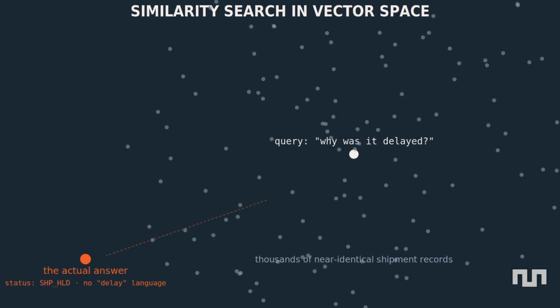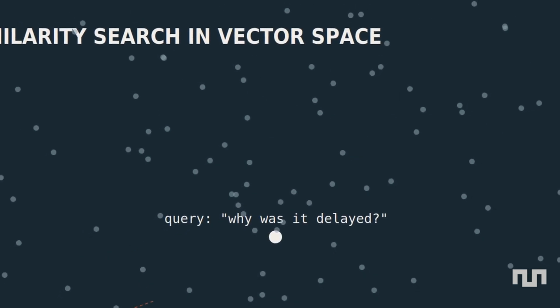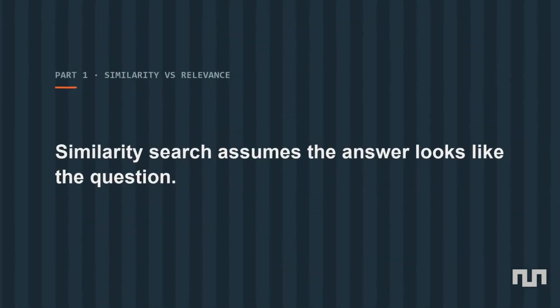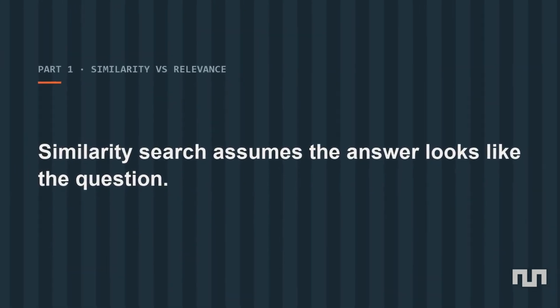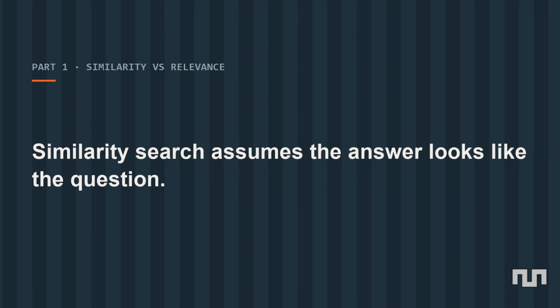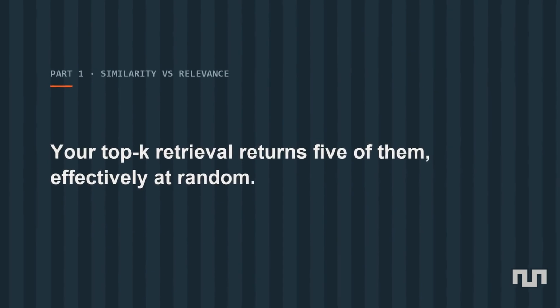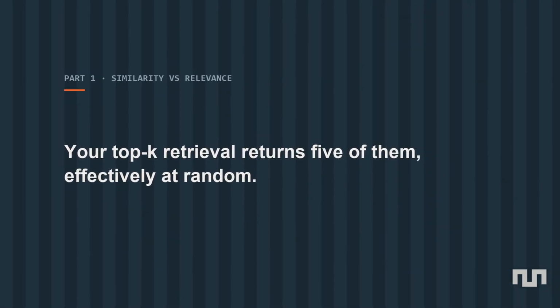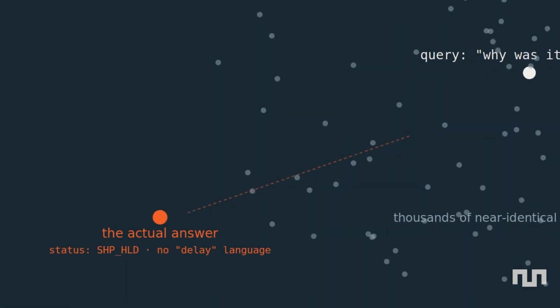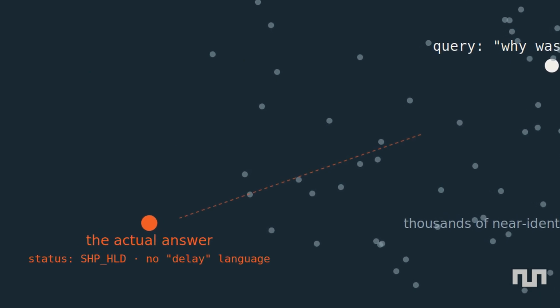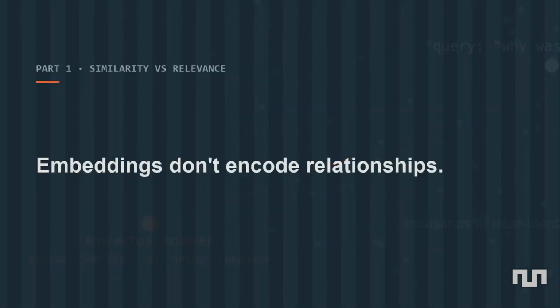Retrieval finds text that is semantically similar to the question. In a clean corpus, similar usually means relevant. In enterprise data, it very often doesn't. Take a question like, why was this shipment delayed? Semantically, the closest matches will be every document that talks about shipments and delays, which in a logistics company is essentially everything. Thousands of near-identical records, all scoring roughly the same.